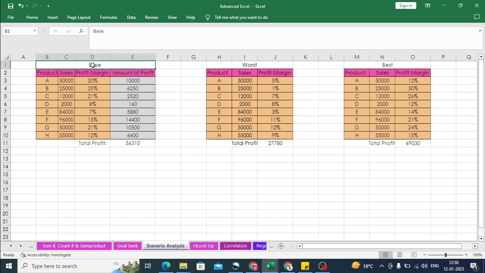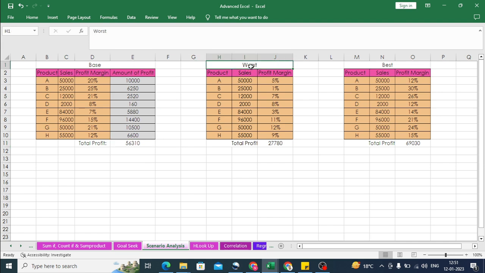If we look at the base, what data we have is a product. These are various products of the same company: product A, product B, product C. Then we have sales of the company for the various products, and then we have the profit margin for that particular product, and then we have the amount of profit. How have we calculated the amount of profit? Simply by multiplying sales by profit margin, we get the amount of profit, and we have added the profit of all the products, and for the base year it is coming out to be 56,310 rupees.